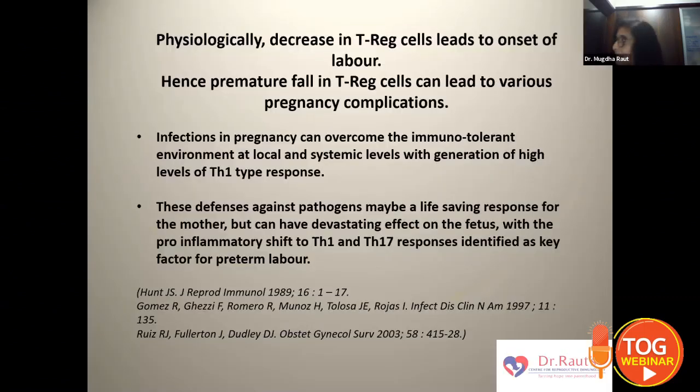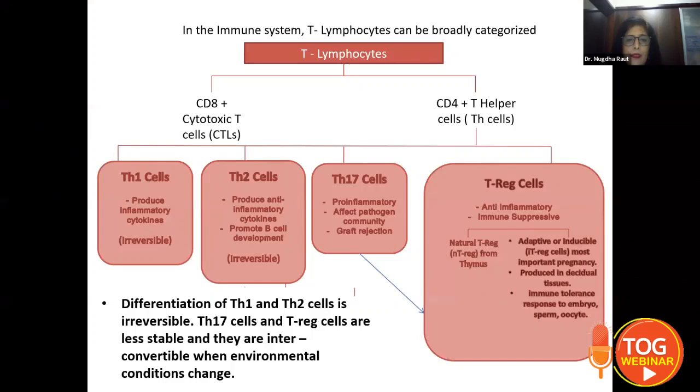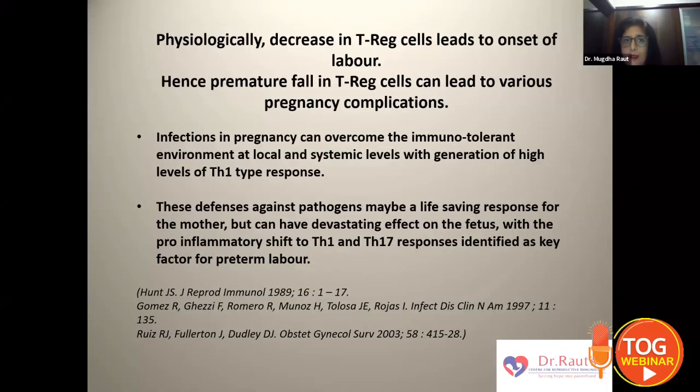In this slide, previous slide. In this slide, if you see, I have said that differentiation of Th1 and Th2 cells is irreversible, whereas the Th17 cells and Treg cells are less stable and they are interconvertible when environmental situations change, which I will explain in various pregnancy complications. Now, physiologically, a decrease in the Treg cells leads to the onset of labor. Hence, a premature fall in the T regulatory cells can lead to various pregnancy complications.